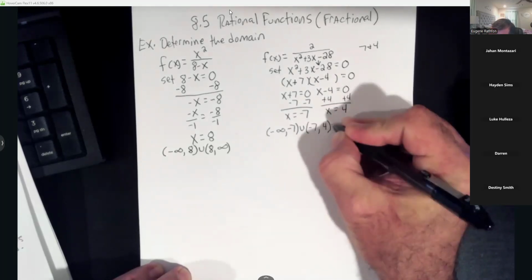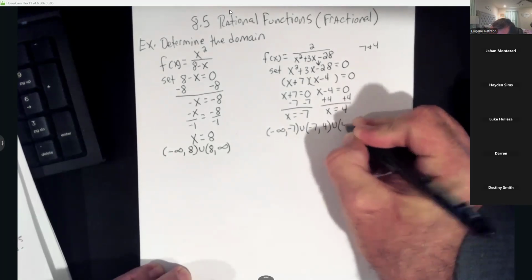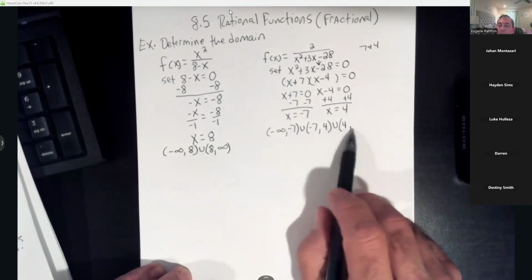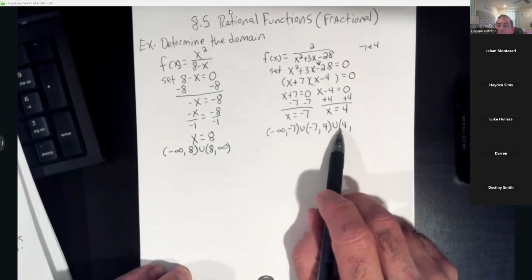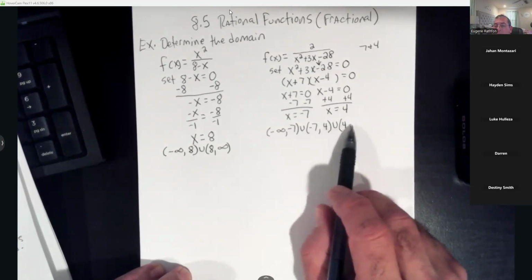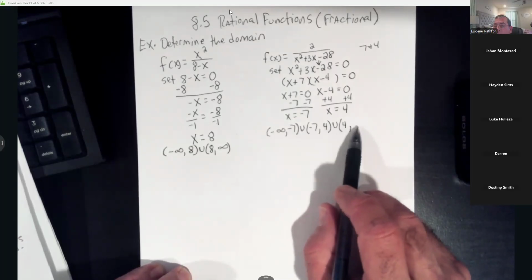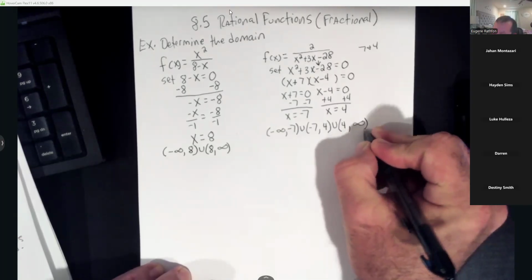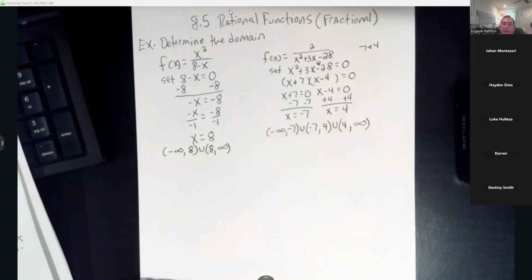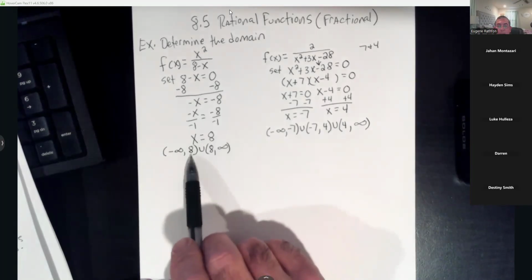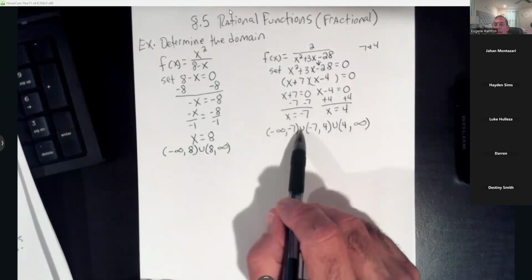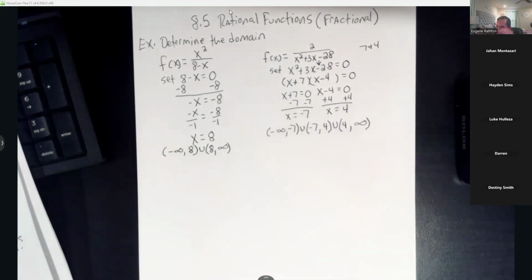And we got a union around that 4 to kick it out of the domain. But y'all, that was the second number that I had to kick out. So no more numbers are getting kicked out. So from 4, our domain heads towards positive infinity. So if you're kicking out one number, you got one union. You're kicking out two numbers, you got two unions on them, okay?